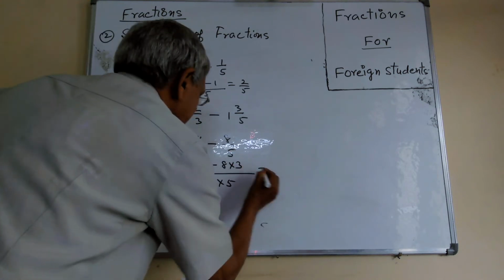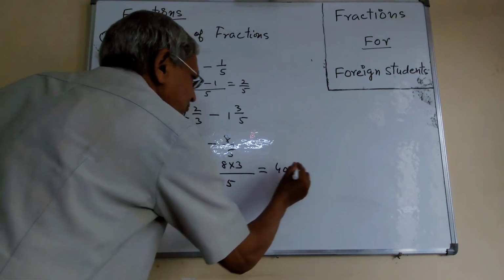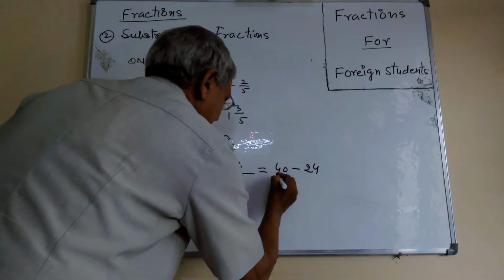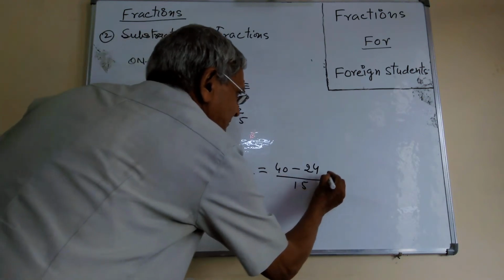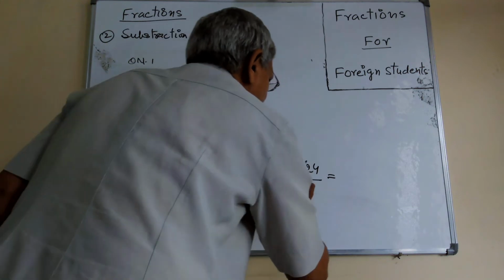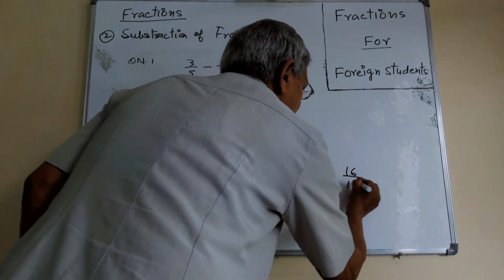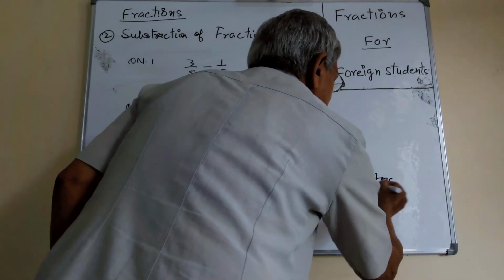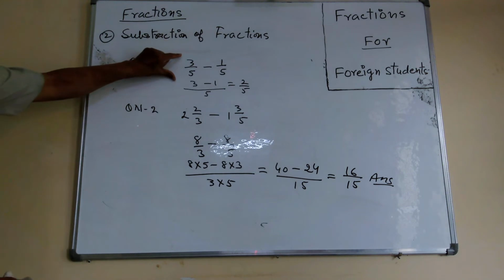Now multiply 8 into 5, 40. Minus 8 into 3, 24. Upon, multiply this LCM also, 15. My dear students, 40 minus 24 is equal to 16 upon 15. This is the answer.